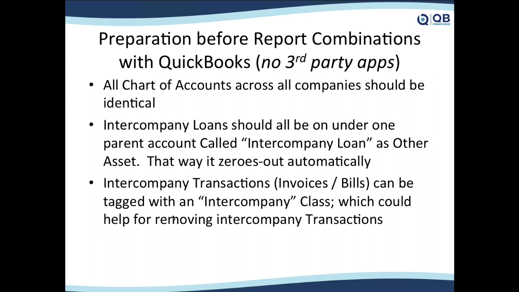And intercompany loans, what I recommend, because it's very difficult to manually move stuff around, is you have one account called intercompany loan across all the companies. And you can make it an other asset or something like that, but make sure that it's other asset in every single company, even if it has a credit balance or a negative balance and it looks strange that we have a negative asset. I would still recommend that you put it under intercompany loan other asset. That way, when you consolidate, at the end of the day, what we're expecting is that account ends up at zero. So it's sort of an automatic way of getting the combination to zero out intercompany loans without any actual intervention.